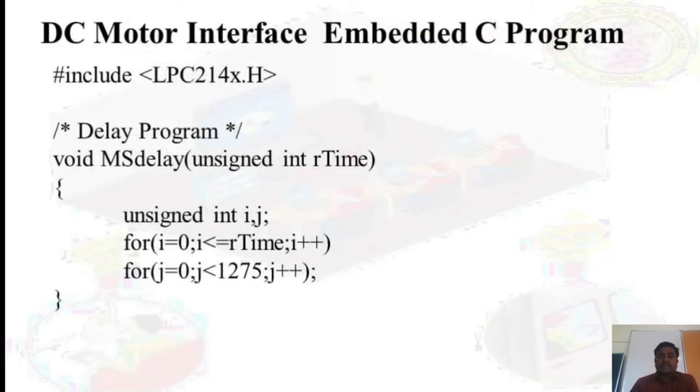DC motor interface embedded C program. This is a program we have written for rotating the DC motor in clockwise and anti-clockwise direction.